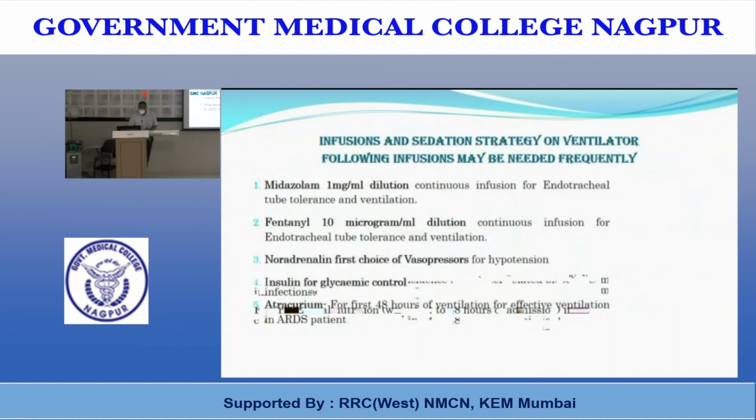Then for sedation we can use the midazolam, fentanyl. Noradrenaline should be the first choice for the blood pressure. Use insulin for the glycemic control. Better to stop the oral hypoglycemic agent. If muscle relaxant is required, atracurium is our first choice.